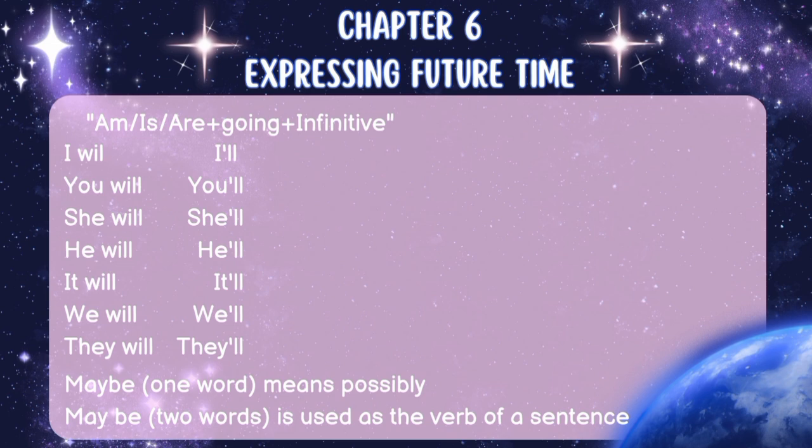Will is not followed by an infinitive with to. Will is contracted to 'll with subject pronouns. For example, I will to I'll, you will to you'll, she will to she'll. The negative contraction of will not is won't.